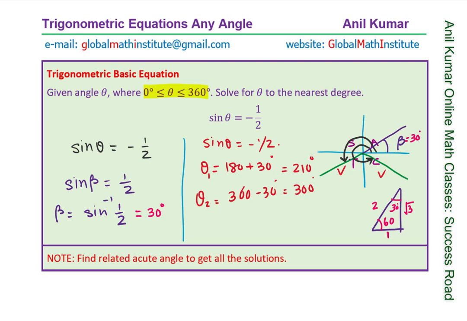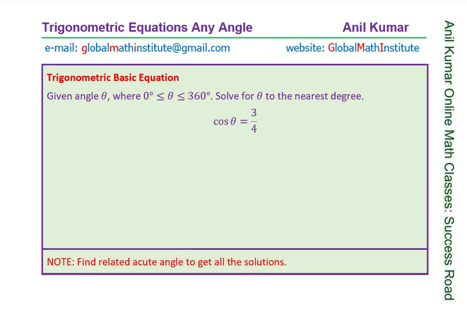So I hope the concept is clear to you. The idea is to find the related acute angle to get all the solutions. And to find the related acute angle, we work on the equation sine beta instead of sine theta equals negative half. We work on positive half, right? Let's take another example now.